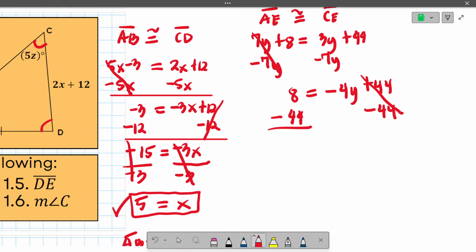So what's left? 8 minus 44, that will leave you what? 36. Tama ba? 36? And so, ayan, what's left here? Bring down natin si negative 4y. Ngayon, kailangan natin si division property of equality. So, i-divide lang natin both sides by negative 4. Yan. So, what is our y then?